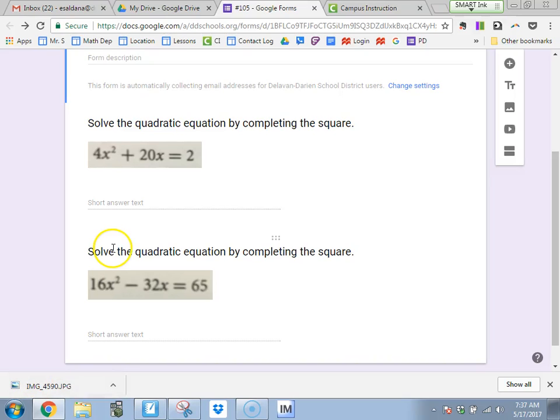So like I said, this comes from objective 22.2b. If it comes to zero today, you want to make sure that you're paying attention, okay, while we go through this. It says here that we want to solve the quadratic equation by completing the square. We have 4x squared plus 20x equals 2.